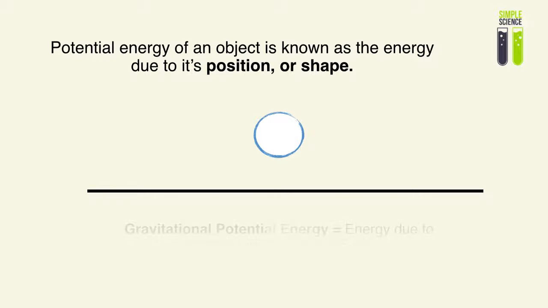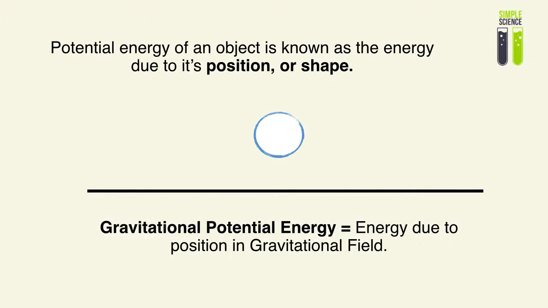So gravitational potential energy is the energy due to the object's position, but position where? In a gravitational field. Similarly, with electric potential energy, it will be the energy due to a charge due to its position in an electric field. So gravitational field is the area of effective influence of gravity.